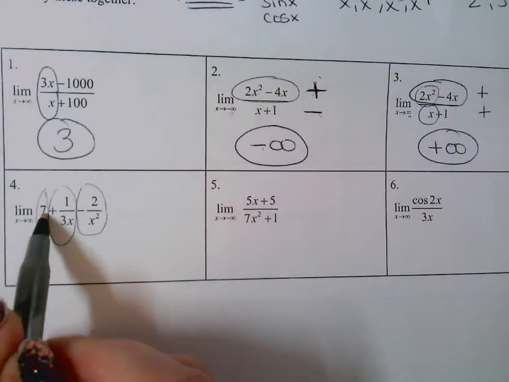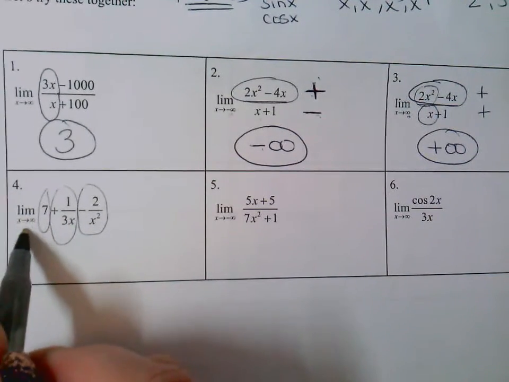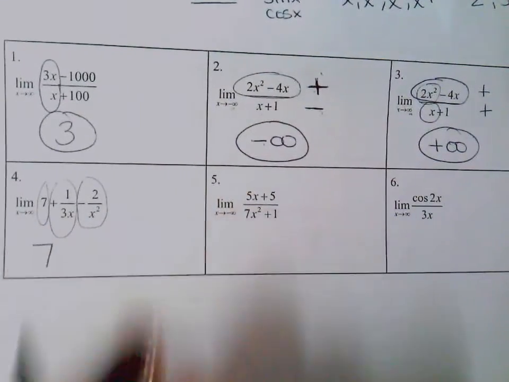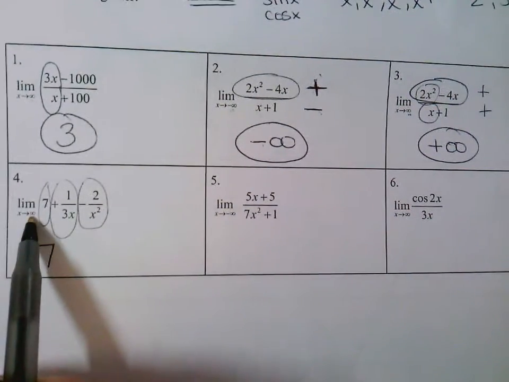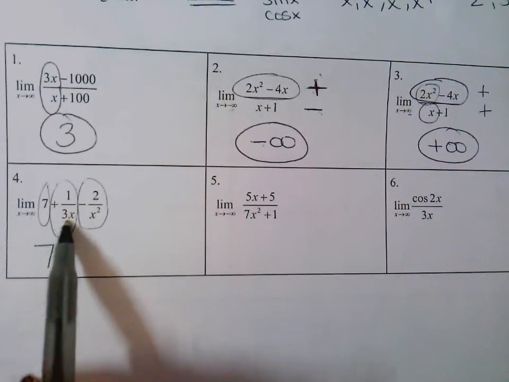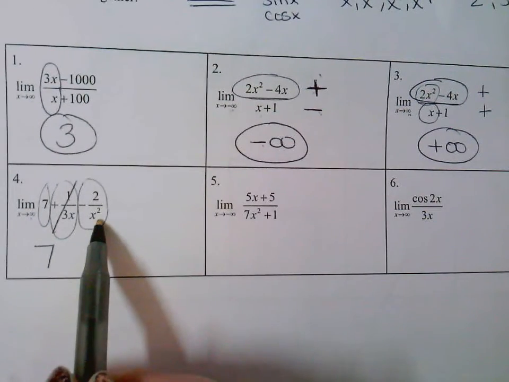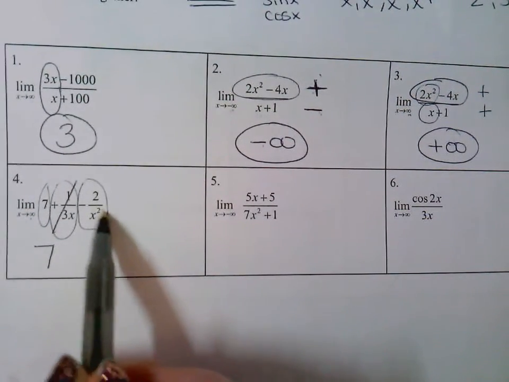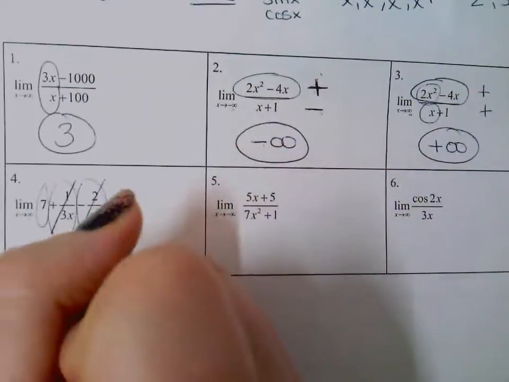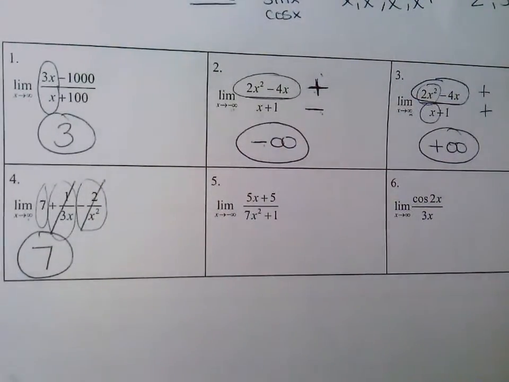So the limit of a constant function is always that number because it doesn't matter what I plug in for x, I'm always going to get 7. If I plug in infinity into this fraction, I'm going to get 0, right? Because the denominator gets bigger and bigger and bigger. If I plug a big number into this fraction, the denominator gets bigger and bigger and bigger. So I also get 0. So I just get 7. I would just add together what I got at the end.